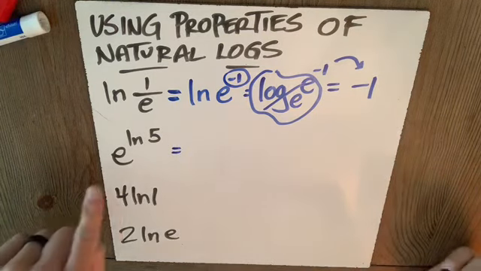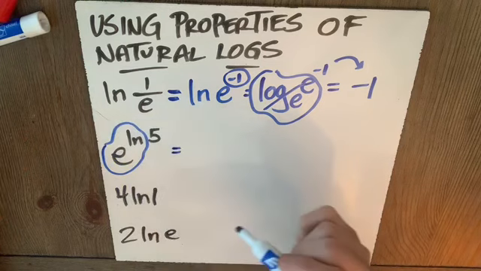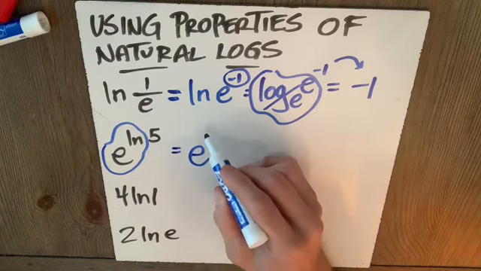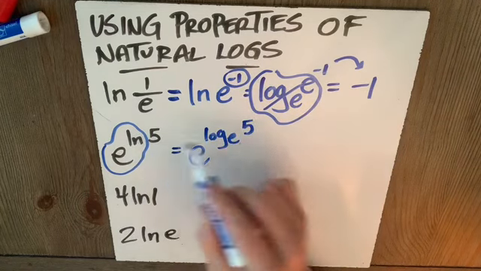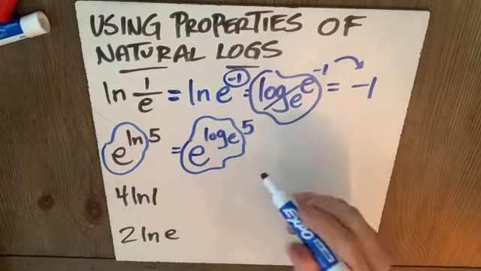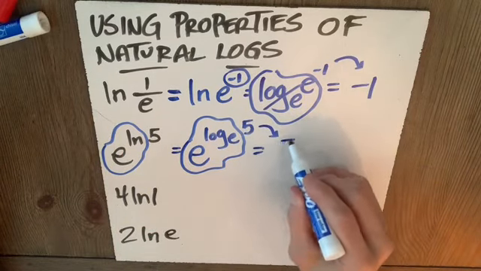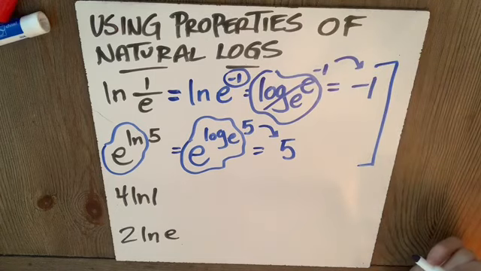Similarly here, I know the answer right away is 5 because these two, they undo each other. Why? Because this is e to the log base e of 5. Natural log means log base e. And these two, they undo each other, and so the survivor is just 5. Again, these two are inverse properties.